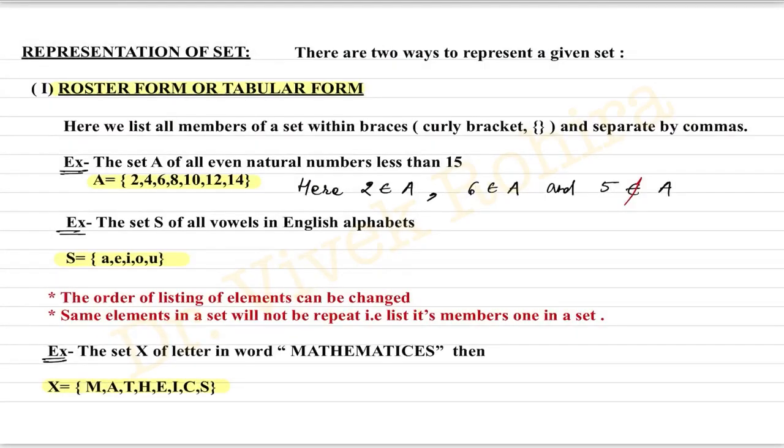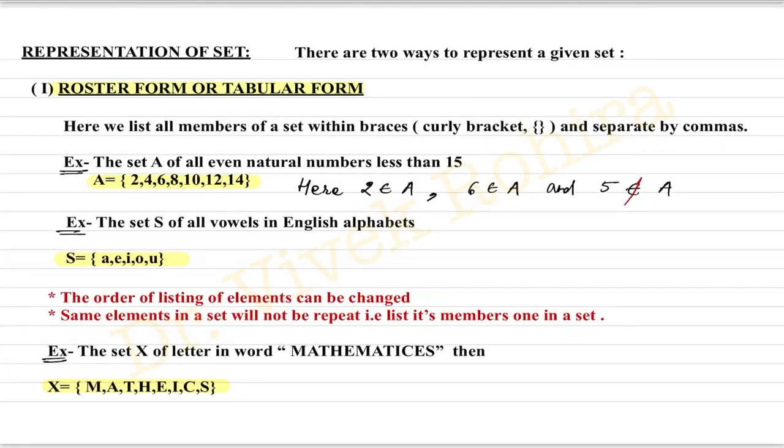In the basic introduction of sets, our first important topic is representation of sets. There are two ways to represent a given set. Number one, roster form or tabular form. Here we list all the members of the set within braces. That is, in the roster form we use braces, or we can say curly brackets, and separate all the elements by commas.